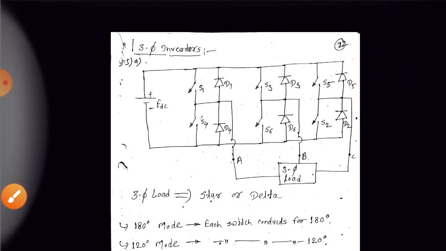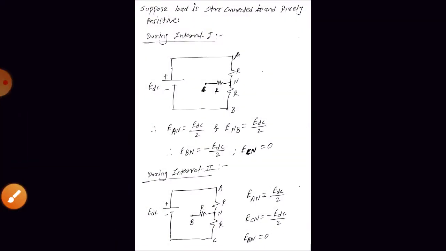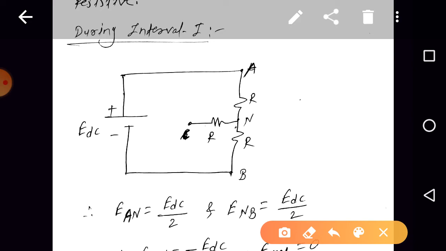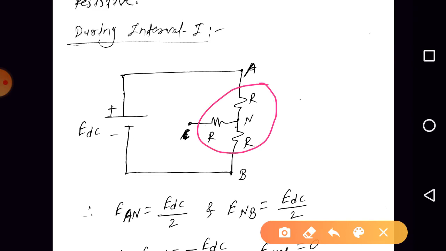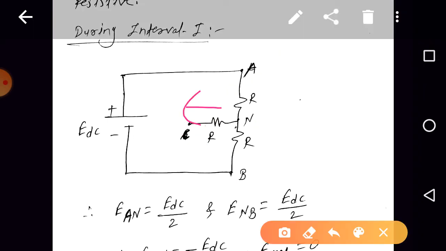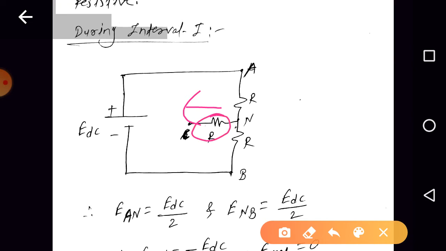So here phase A is connected through S1 to the positive plate, phase B is connected to the negative plate. During the first interval, can we draw the equivalent circuit? Yes, we have R and R connected in star. This is the neutral point of the star connection. This is phase A, this is phase B, this is phase C. Phase A is connected to the positive plate of the EDC, phase B is connected to the negative plate of the EDC, so phase C is open. As phase C is open, what about the current in phase C? Current in this branch is 0.